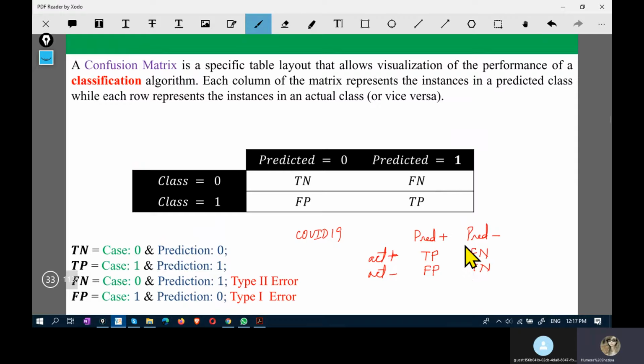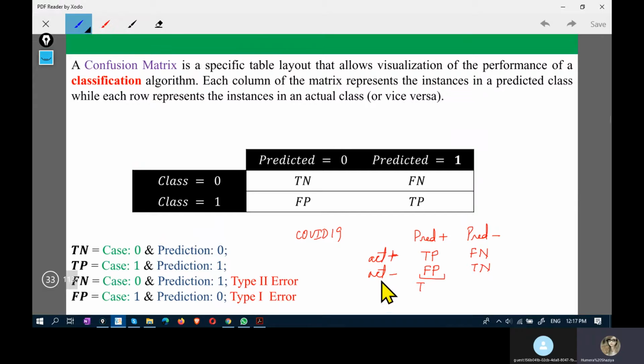This is very important. Please remember this. False positive is known as type 1 error. Keep this in mind that false positive is known as type 1 error. And false negative is known as type 2 error.